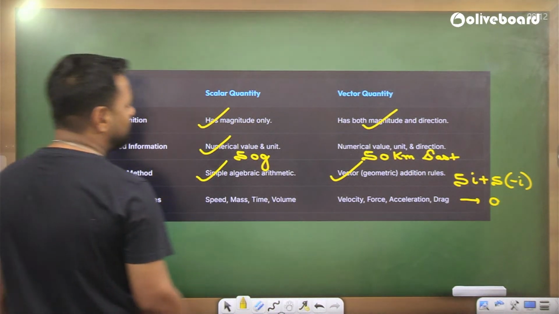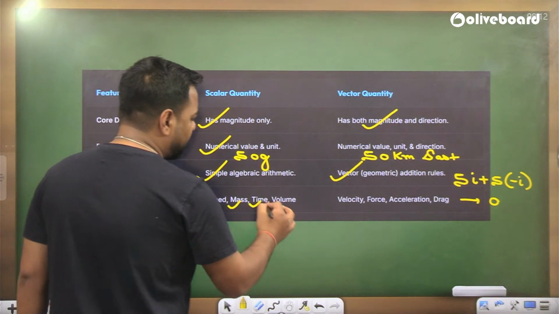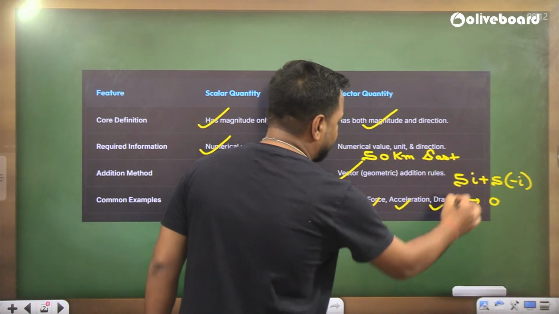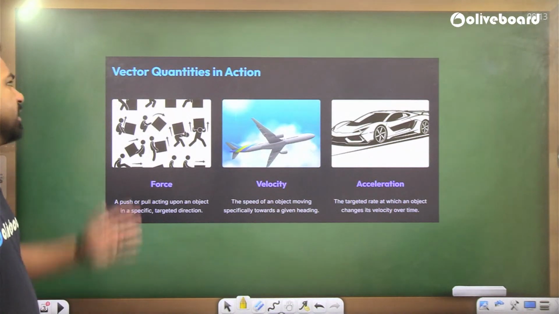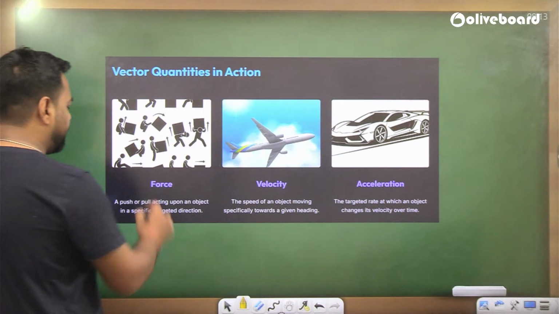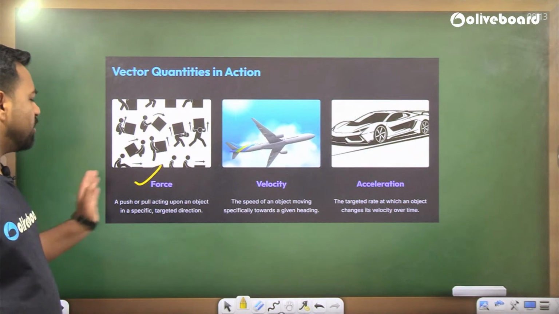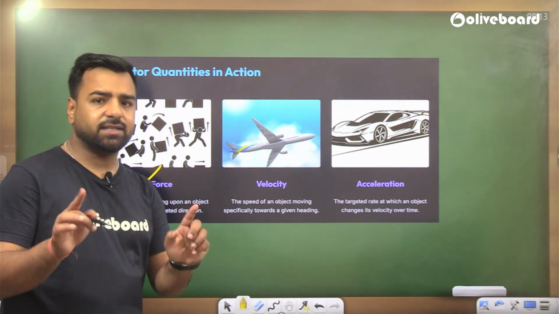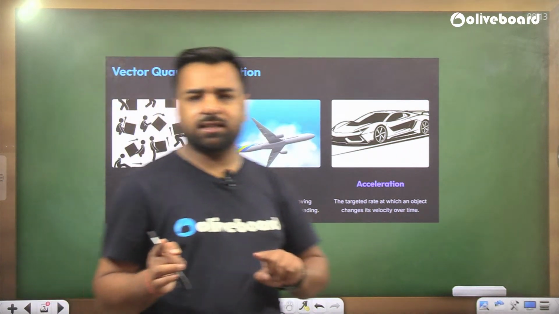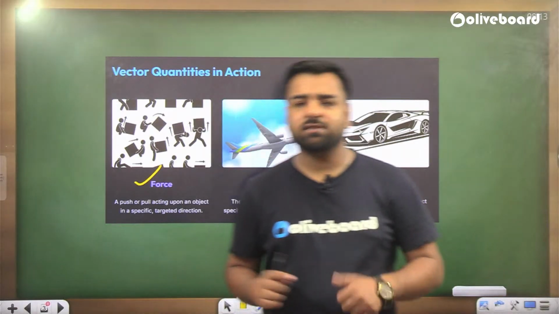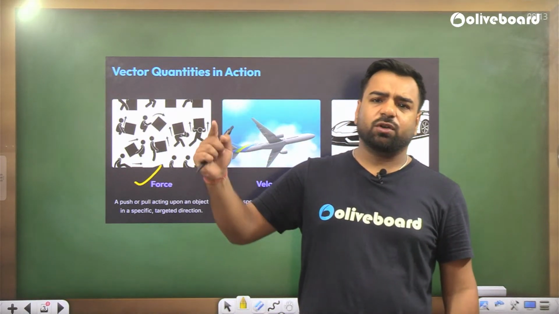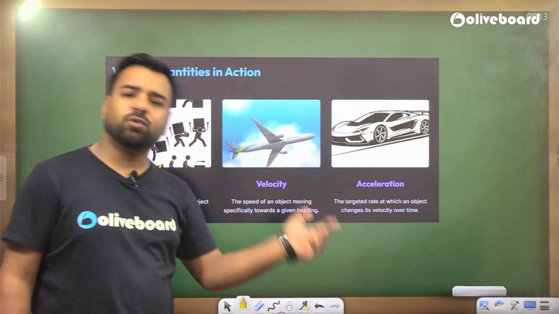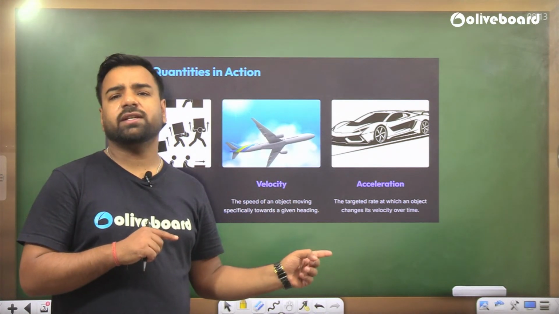The examples of scalar quantities are speed, mass, time, and volume. Talking about vector quantities, they are velocity, force, acceleration, drag. These are the examples of vector quantity. So we can talk about force. What is it? The push or pull acting upon an object in a specific targeted direction. Force and weight are one and the same thing. This is a question from RRB JE as well: what is the unit of weight? The unit of weight is basically Newton. And the unit of force is also Newton. They are one and the same thing.